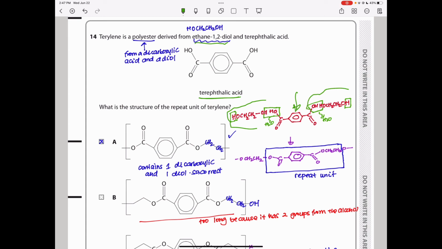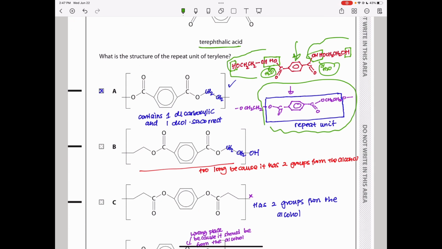But remember, the repeat unit should come from one terephthalic acid and one ethane-1,2-diol, so one of them should be cut out. So when I simplify, as these two are joining, wherever they join, a water molecule is going to be lost, and the atoms are going to be connected. So when we lose a water molecule and connect, we can see the repeat unit that is going to be produced is going to be this. And looking at the structure, we can see that A is the only answer.